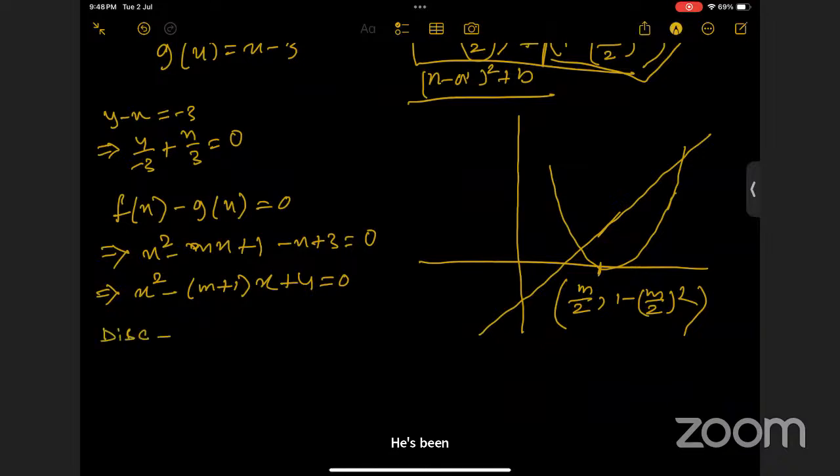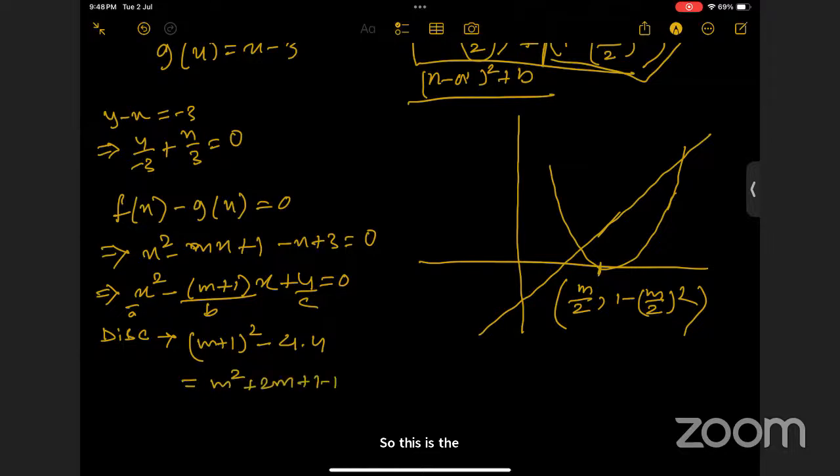B square minus 4ac, then (m plus 1) whole square. So this is D. Yes, ma'am. (m plus 1) whole square minus 4 into 4, right? Yes, ma'am. Minus 16. So this is m square plus 2m plus 1 minus 16, which is m square plus 2m minus 15.